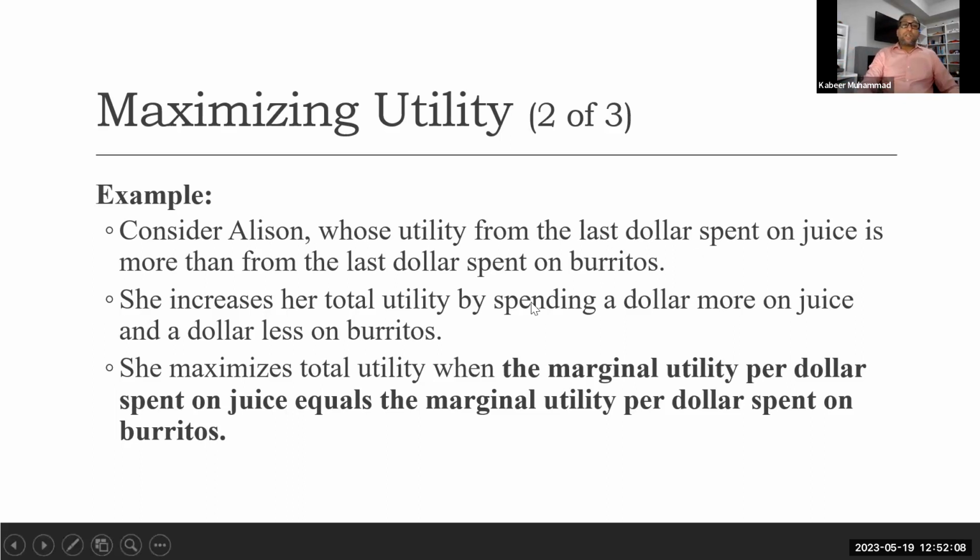So she increased her total utility by spending $1 more on juice and less on burritos. She maximized total utility when the marginal utility per dollar spent on juice equals, as I just explained, the marginal utility per dollar spent on burritos. When we divide the marginal utility of the last juice bottle by its price, we call it the marginal utility per dollar on juice, and likewise the marginal utility per dollar on burritos. So these should be equal.